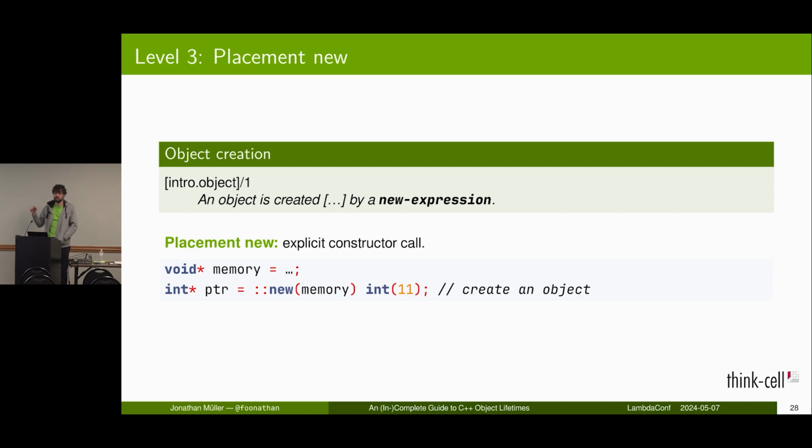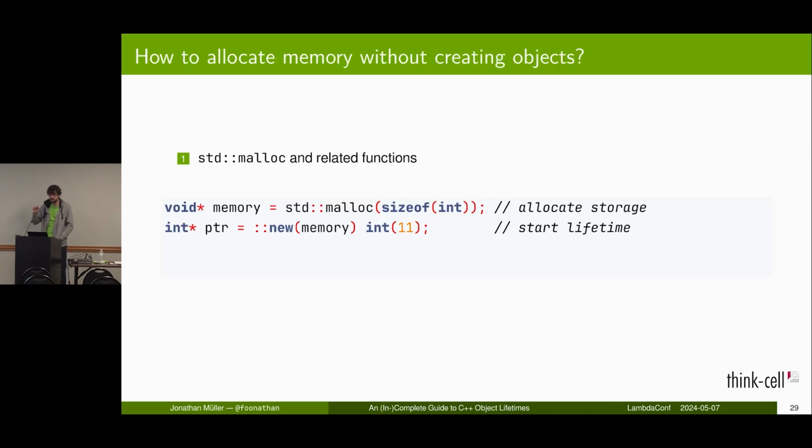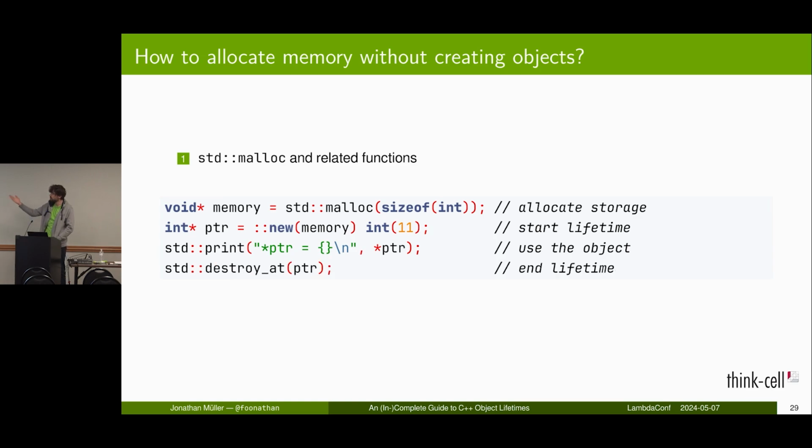So how do we get memory in order to do that without having objects already in it? For example, we could use malloc and related allocation functions. So here we're just allocating storage, and then we're starting the lifetime using placement new. We can then use our object. We can call the destructor by calling destroy_at. This destroys the object. And then we're freeing the memory. And now we've got full control over the manual object lifecycle, because we're doing each individual step on its own: allocating storage, starting the lifetime, using it, ending the lifetime, and deallocating the storage.